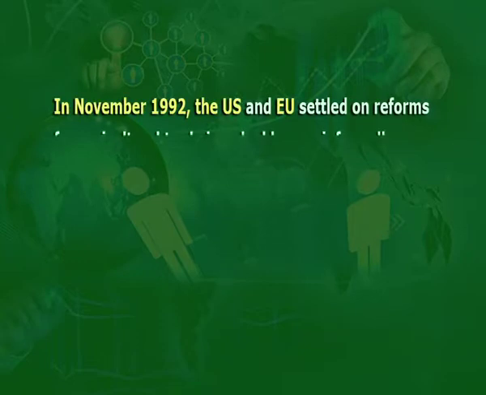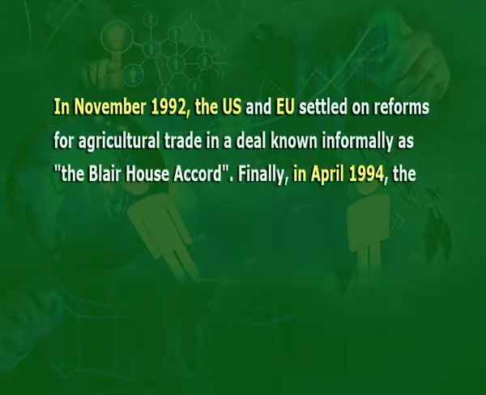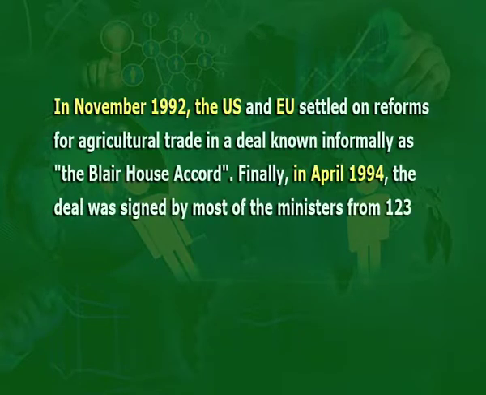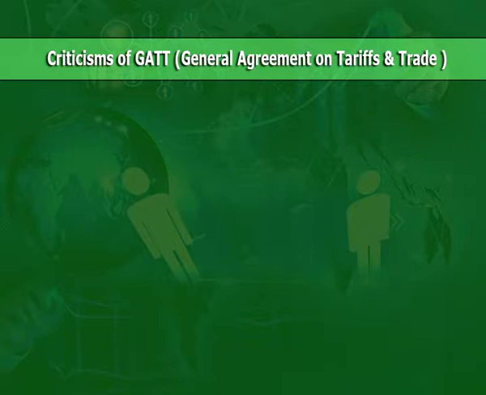The talks were going to extend the trading system into several new areas, notably trade in services and intellectual property, and to reform trade in the sensitive sectors of agriculture and textiles. All the original GATT articles were up for review. In November 1992, the United States and European Union settled on reforms for agricultural trade in a deal known informally as the Blair House Accord. Finally, in April 1994, the deal was signed by most of the ministers from 123 participating governments at a meeting in Marrakesh, Morocco.